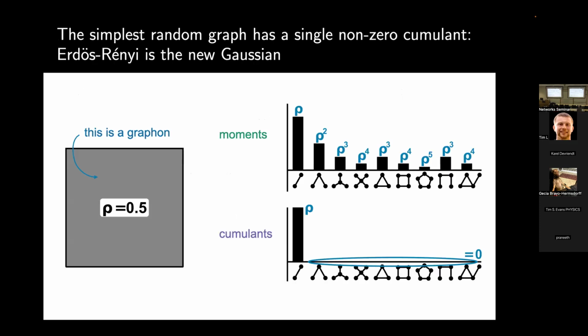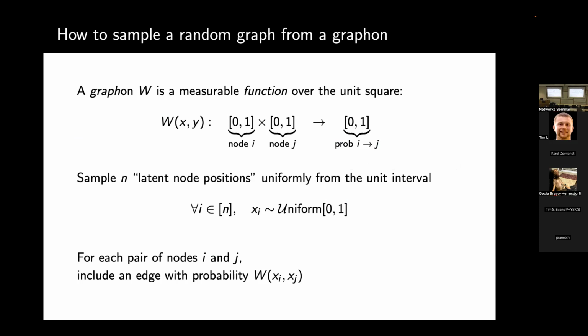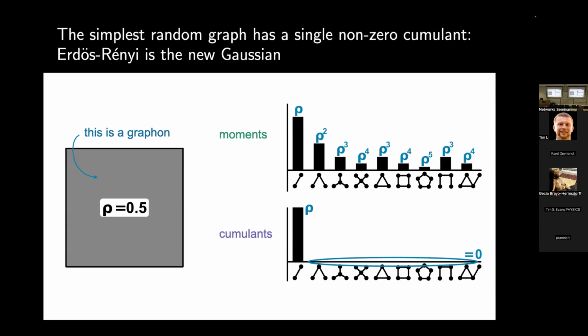Okay, so why did I talk about graphons, right? It's because another property of cumulants is that for distributions that we know, like the Gaussian, they are better described with cumulants. So for example, for the Gaussian, just the first and second cumulants are non-zero. And the same thing happens if we look at the graph cumulants.